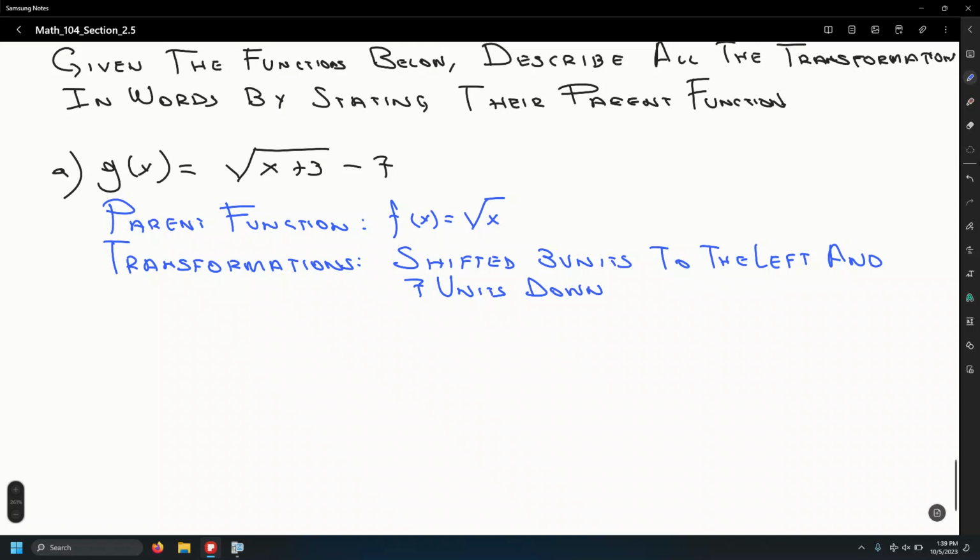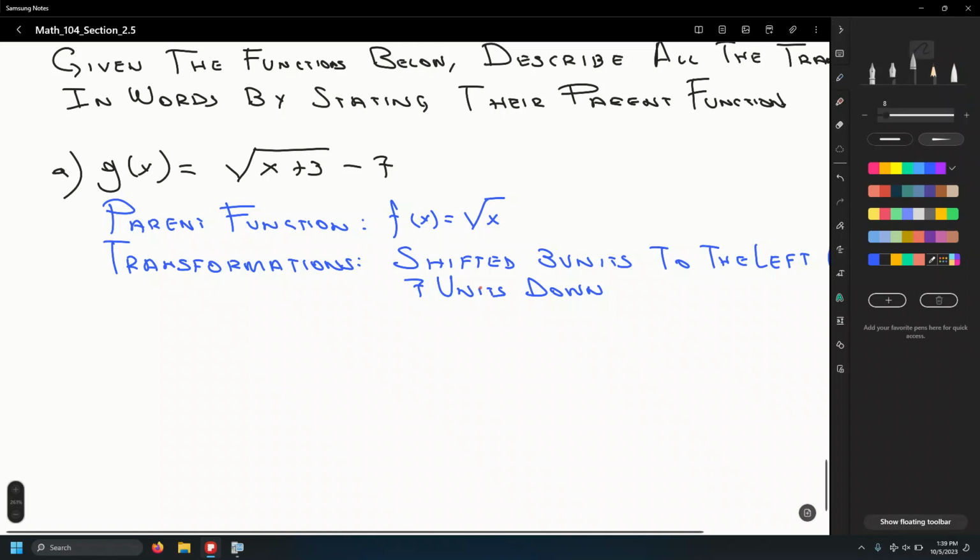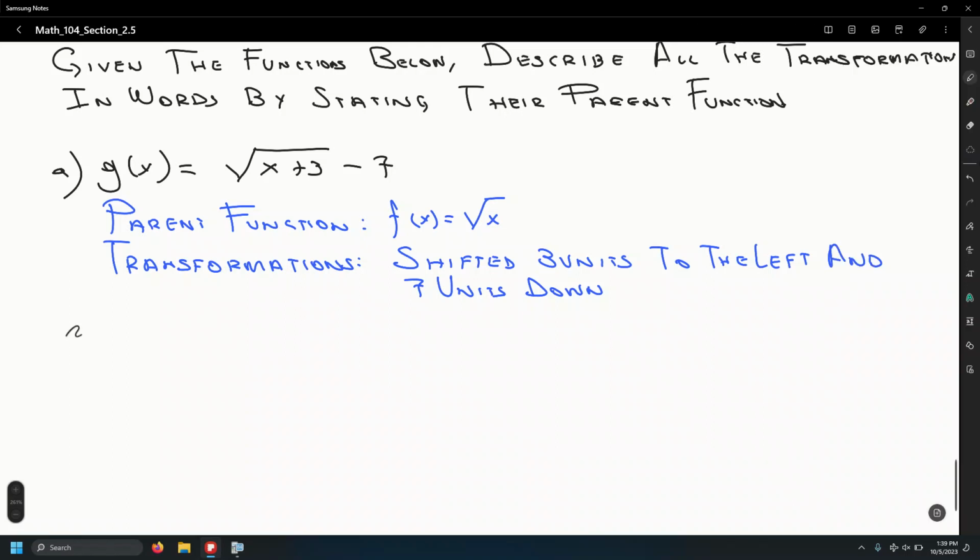Let me do another one. Let's do another one. That is letter B. H of x equals negative parentheses x plus 5 quantity cubed plus 4. All right, let's have a look at this one.